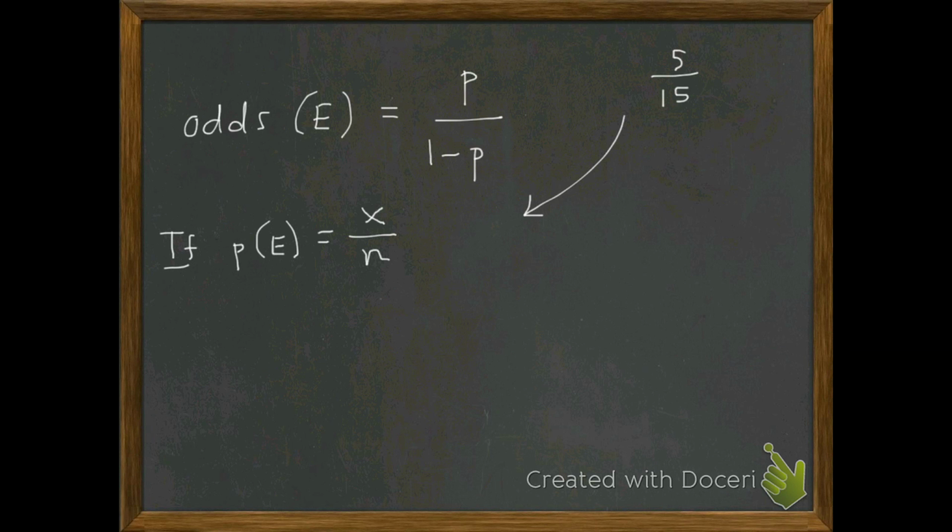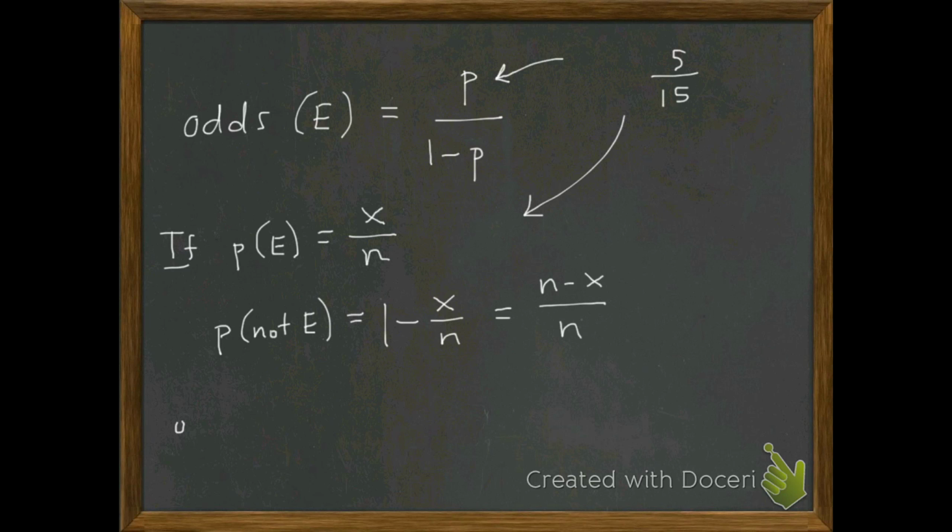I'm sorry, and using the probability, this would be seen as 5 out of 15 over 1 minus 5 out of 15. So if we can think, therefore, of the probability of not having this event, then we would have 1 minus x over n. And guys, just a little bit of arithmetic here. We can see that as n minus x over n.